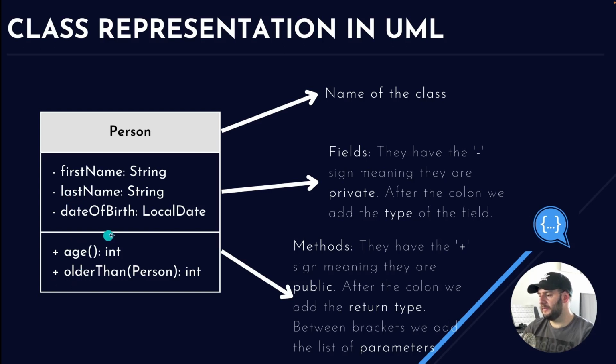Also here we have the methods, and the methods have a plus symbol because they are public. And then we have the name of the methods, the arguments or the parameters, and then after the colon we have the return type of the method. In here I by mistake added int, but this should be boolean. So this is a very concise way to represent a class in a diagram, and it's really useful when you want to show others what your classes are.